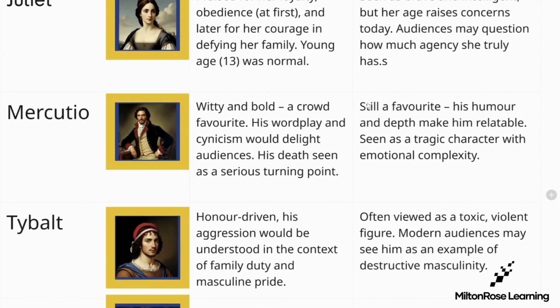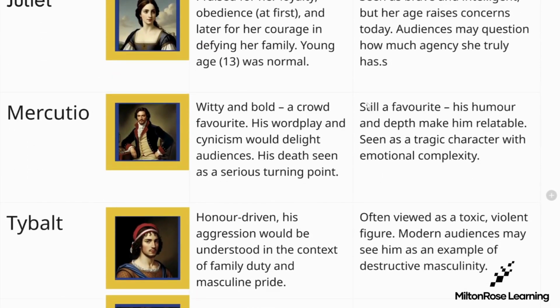Tybalt. On the left, we have the Elizabethan view. So honour-driven, his aggression would be understood in the context of family duty and masculine pride. He's a man's man. He's being very tough, and the Elizabethans would have resonated with that. But on the right, a lot has changed now with our notions of masculinity. So he might be seen as a toxic, violent figure, a bit like toxic masculinity, and a very destructive element who needs to be managed effectively.